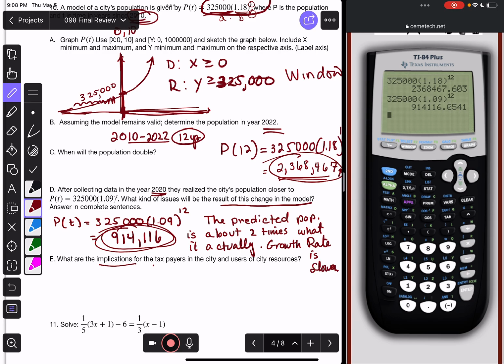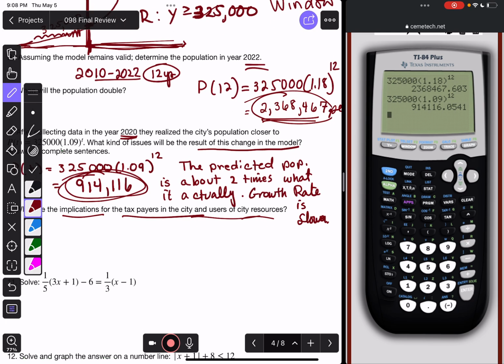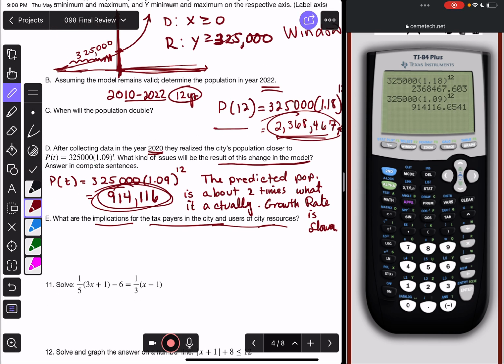What implications are there for taxpayers in the city? Well, if they were planning for 2 million people and they only need 1 million, then we would assume taxpayers should get a reduction in taxes. And there's a whole paragraph you could go on here.